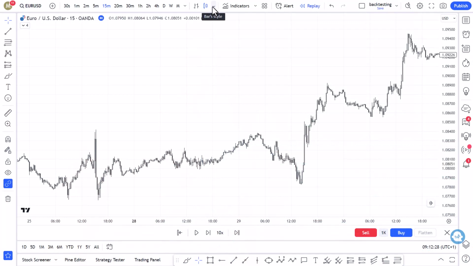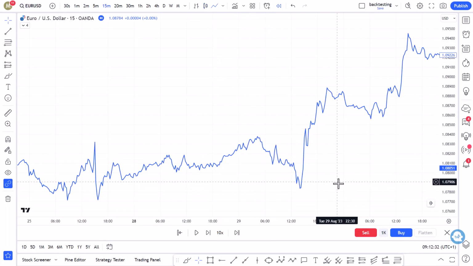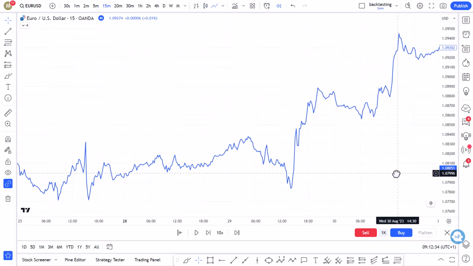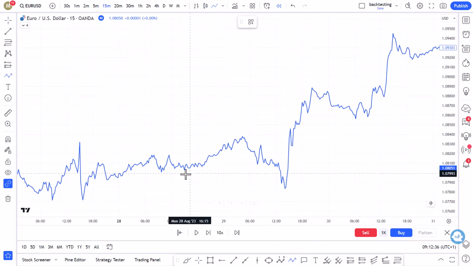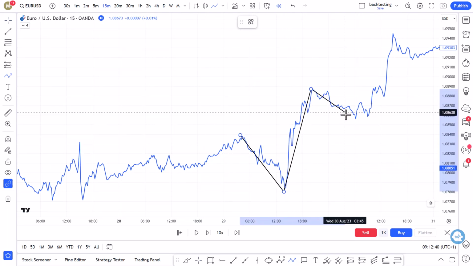So for example, if you look at a line chart, you can more simply visually see the actual movement and structure of price. So it may be easier to identify whether price was moving up or down. Line charts are straightforward and useful, particularly for identifying trends and also support and resistance levels. Even though I use candlesticks pretty much 90% of the time, sometimes I will switch to a line chart to just gain a different perspective on an asset class.